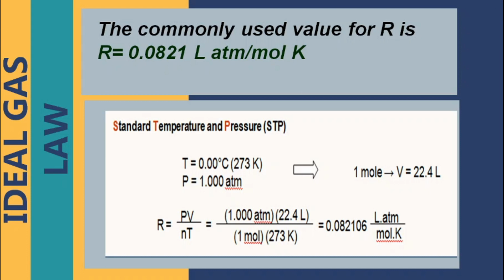The commonly used value for R is 0.0821 liters times atmosphere per mole times Kelvin. The value of R is computed from the following: R = PV over nT. R equals 1 atmosphere times 22.4 liters all over 1 mole times 273 Kelvin, and that is equal to 0.0821 liter times atmosphere per mole times Kelvin.